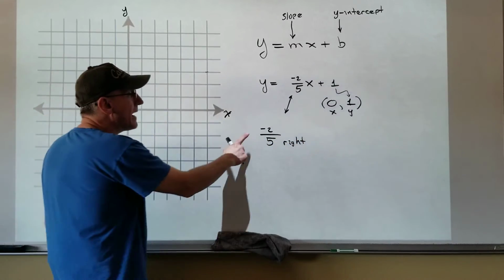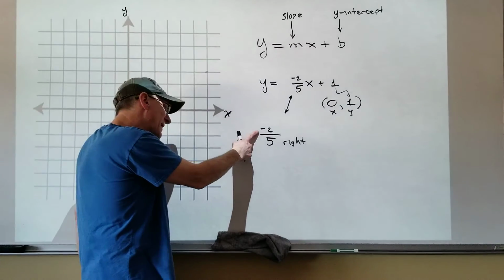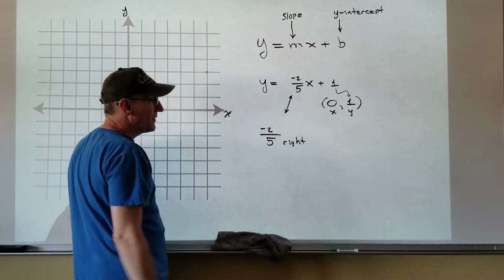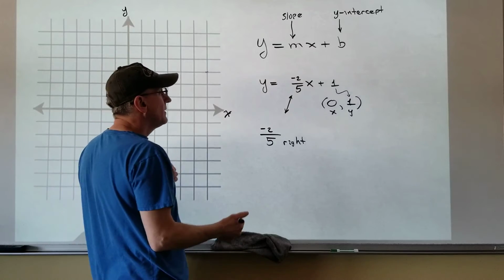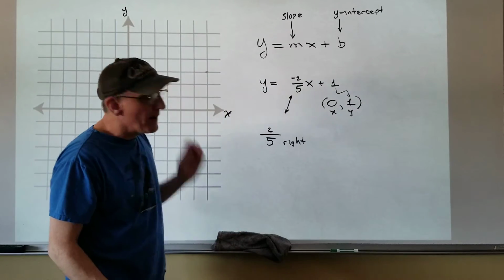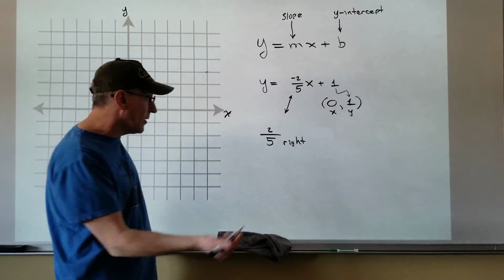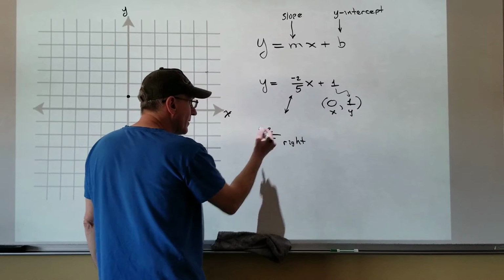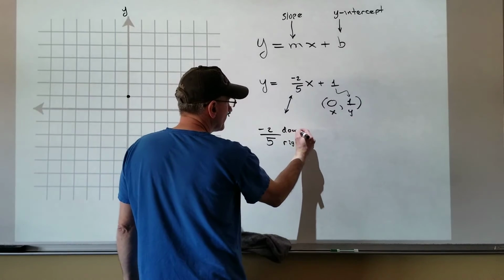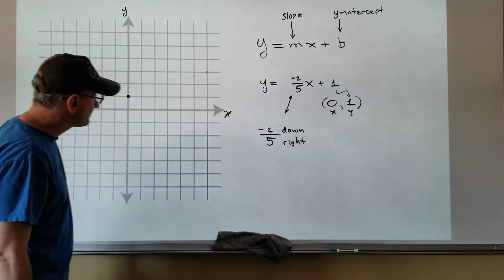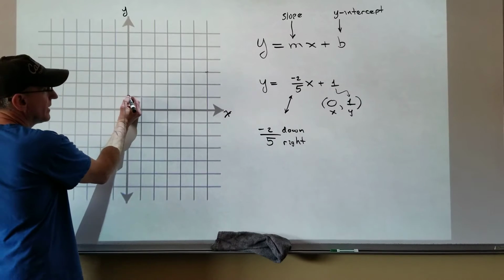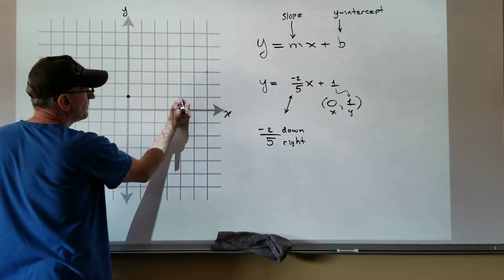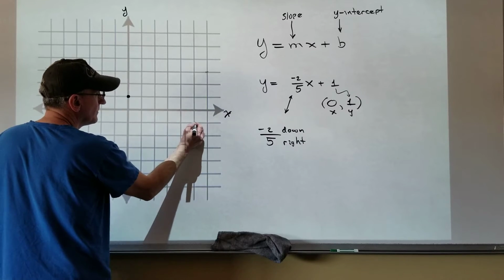Now the number on the top means up about half the time, it means down about half the time. How do you know which is which? Well, the previous 2 examples didn't have a negative on them. They both meant go 2 up. This one with a minus on it means go 2 down. Pretty easy. From the y-intercept, go 5 to the right, and then go 2 down.